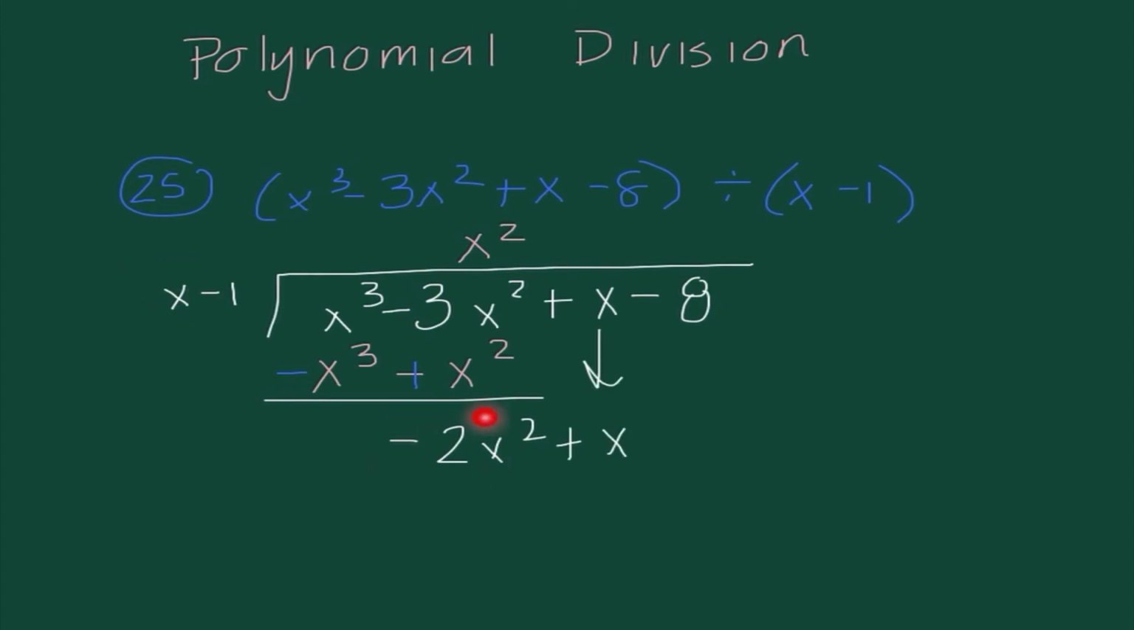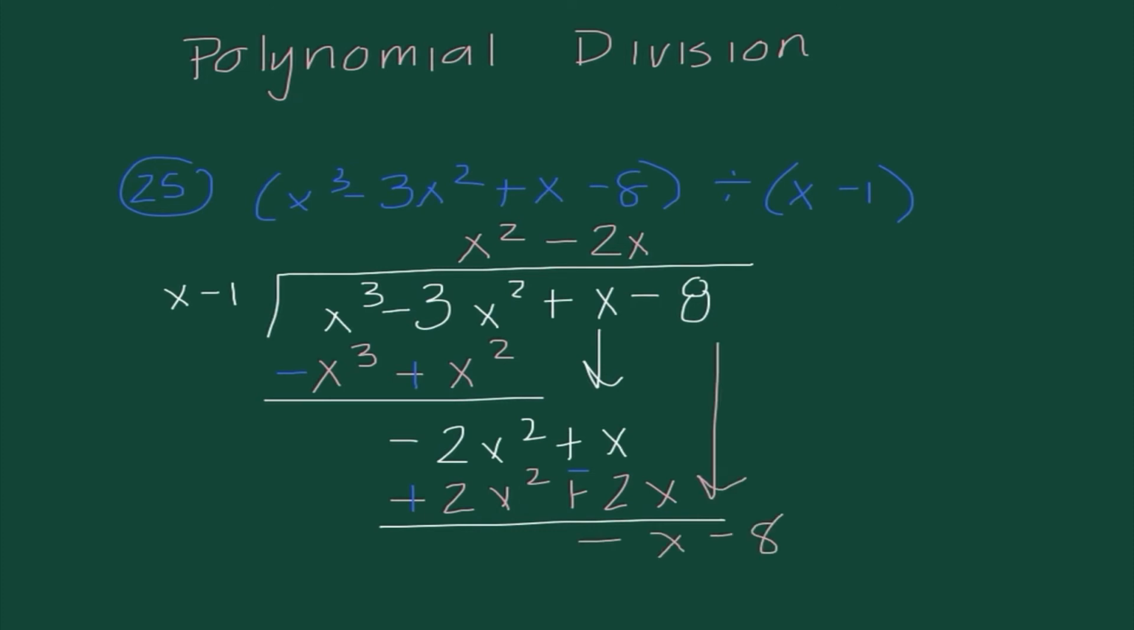So now, what times x is negative 2x squared? So I'm going to go ahead and get negative 2x. When I distribute, I get negative 2x squared plus 2x. And since I'm subtracting, I'm going to change all my signs. And I get negative x minus 8. So I know that x times negative 1 is going to make negative x. When I distribute, I get negative x plus 1. I know I need to change both of my signs. So when I combine these, I end up getting negative 9.